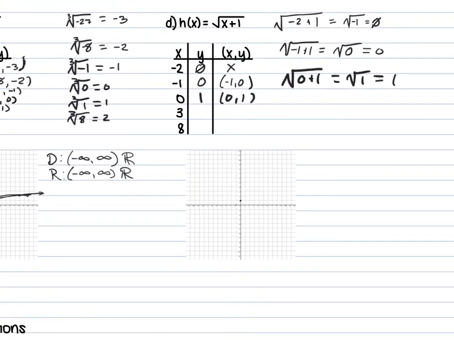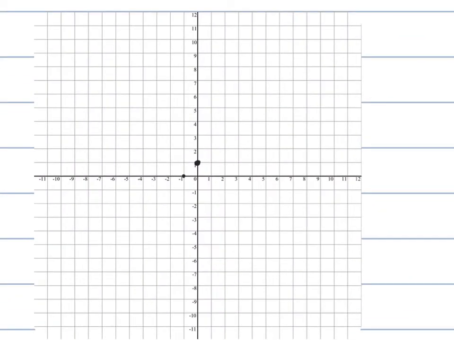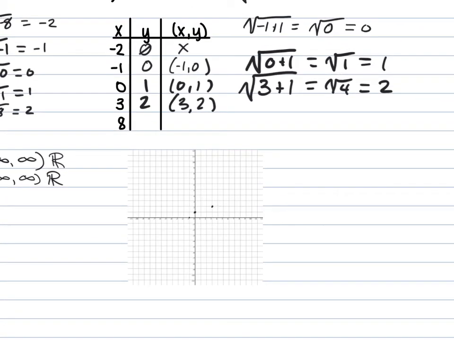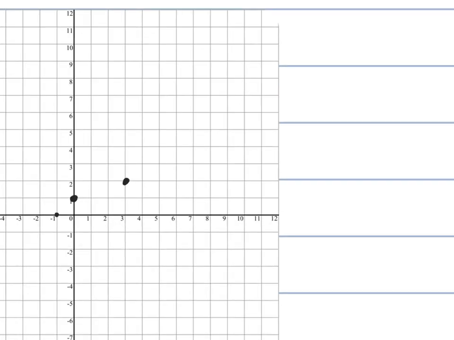Let's do 3 plus 1, the square root of 3 plus 1, which is the square root of 4. And the square root of 4 is 2. We get those coordinates 3, 2. 3 to the right, 2 up. See how this is starting to take shape? And then we get the square root of 8 plus 1. We jumped all the way up to 8 because 8 plus 1 I know will give me 9. And I know the square root of 9. The square root of 9 is what? 3. So we get the coordinates 8, 3. 8 units to the right. 1, 2, 3 units up.